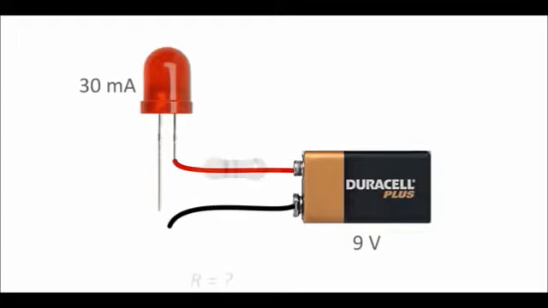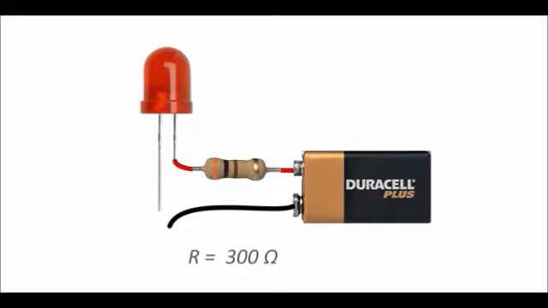To prevent this, we can place a resistor at the positive lead between the battery and the LED. The resistor should have a resistance which is just high enough to reduce the flow of current to 30 milliamps. Using Ohm's law again, we know that the resistance is equal to voltage divided over current, or 9 volts divided over 0.03 amps is 300 ohms. If we now connect also the negative lead and create a circuit, the LED emits a nice red light.